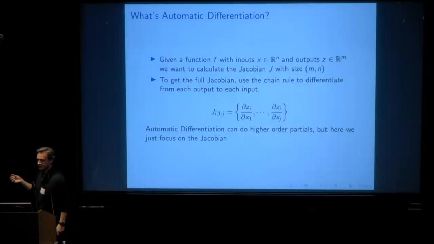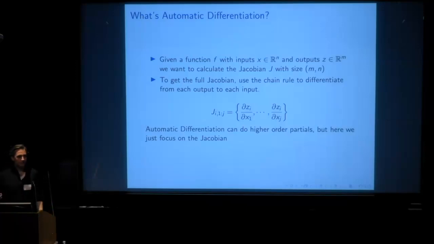The reason for that is that in most optimization algorithms, we tend to have a single scalar output that we are then optimizing over, our objective function. But automatic differentiation can work with multiple outputs, that's fine. And we can also do more than just Jacobians. We could do Hessians or higher order partials if we wanted to. In this particular talk, I'm just going to be talking about gradients, just because I don't have enough time to talk about all the different schemes.